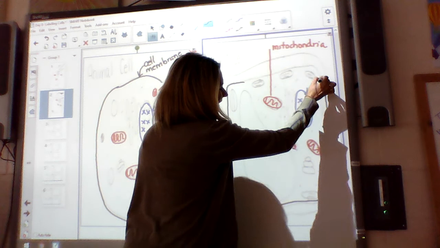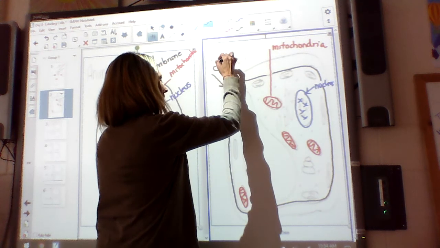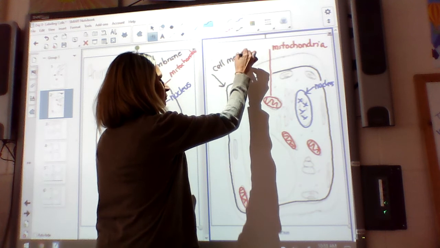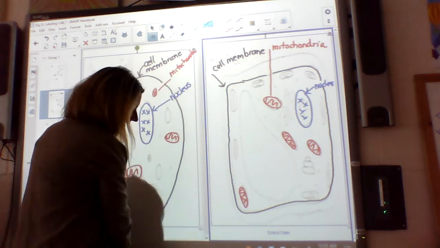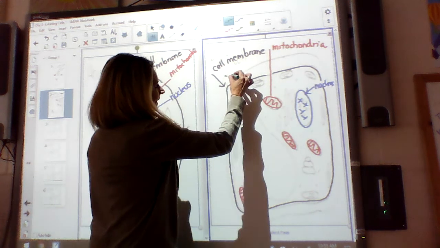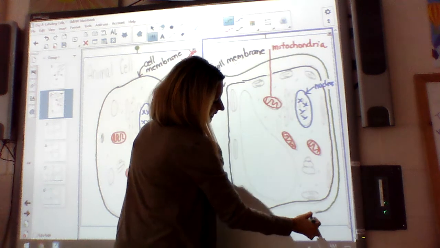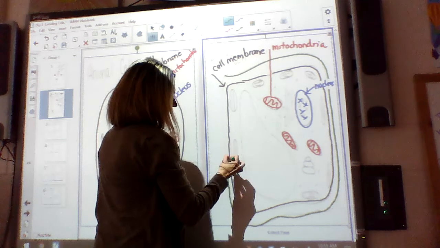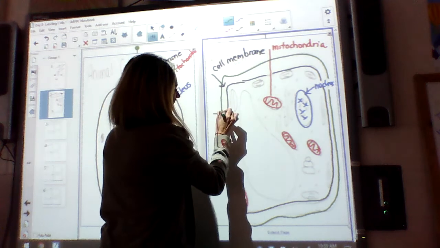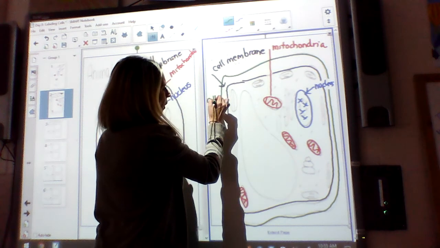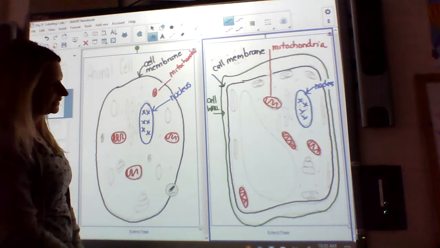The inside layer. Okay, so we're going to do cell membrane, insane in the membrane, which reminds us it's inside. Okay, now we're going to take a green and we're going to outline the rigid outer structure only in plant cells, made out of cellulose, gives it its shape, more of a rectangle. And we're going to label that the cell wall. Just like a wall would be on the outside of the room, okay? That is the cell wall.